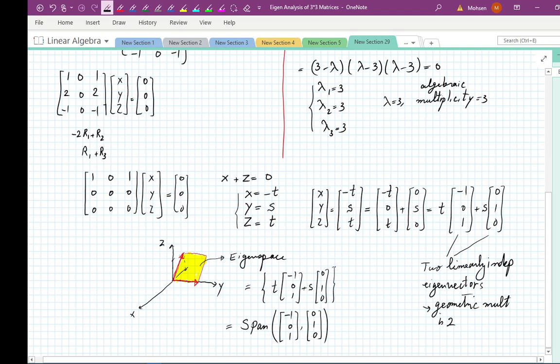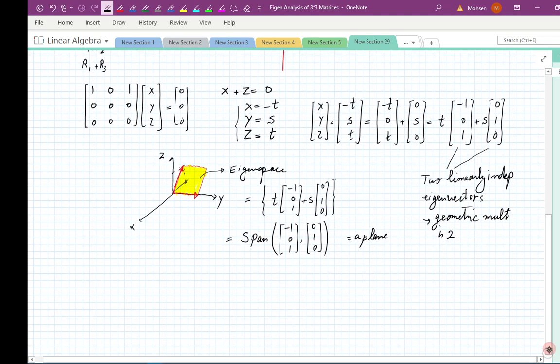So what does it do? It looks like a plane. What's the description of that plane? Well, however you describe this plane here, that would suffice. Okay, so this is an example of a problem where the geometric multiplicity was more than 1. If it is 2, means eigenspace is a plane. If it were 3, the eigenspace would be a three-dimensional space.